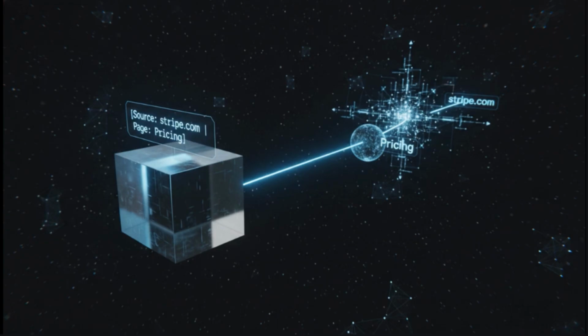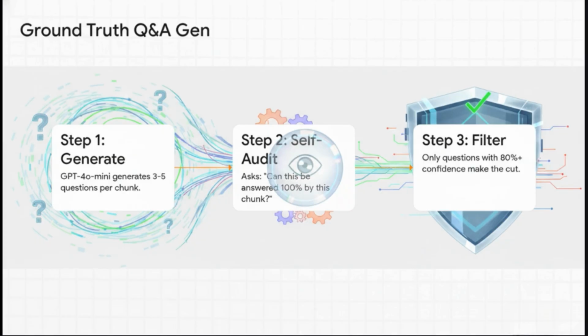And this is just brilliant. This is the cure for context blindness. Every single piece of data, every chunk, gets a full navigational header. It tells the AI exactly where this info came from, the source website, the specific page, and even the section on that page. Your AI never, ever loses its place.